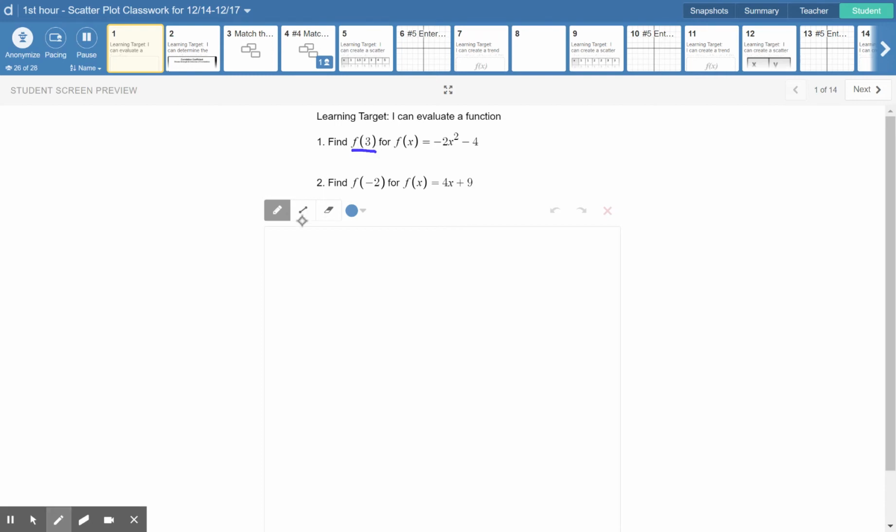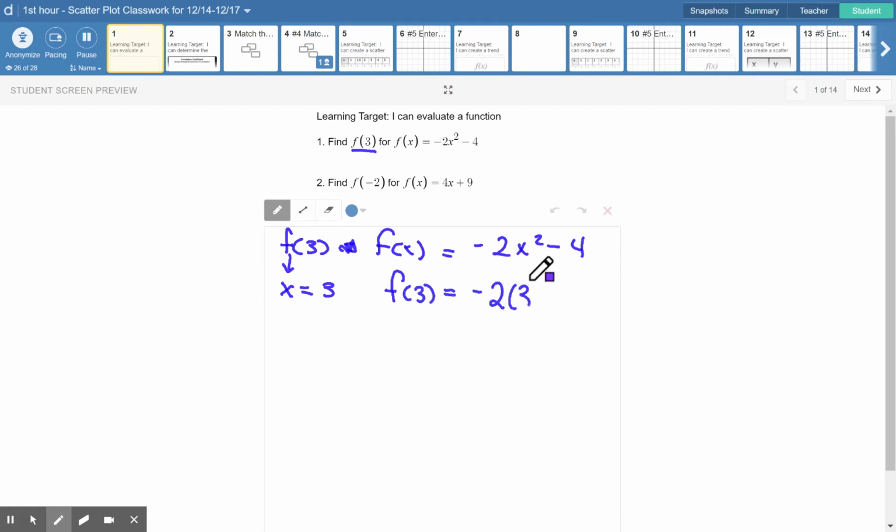So it says find f of 3 for f of x equals negative 2x squared minus 4. So that f of 3 stands for x equals 3. So you're just going to plug in the 3 into the parentheses. And then you're just going to do order of operations or just put it in the calculator. So I'm going to put all of that information in the calculator.